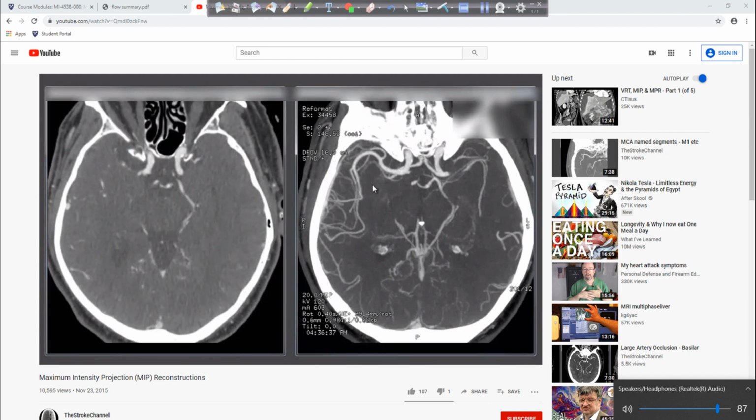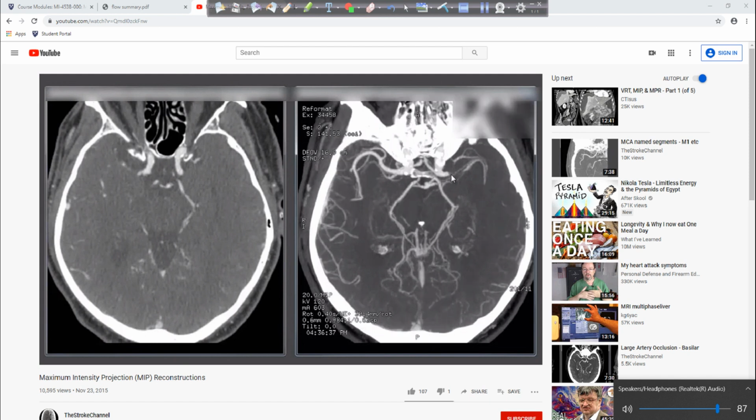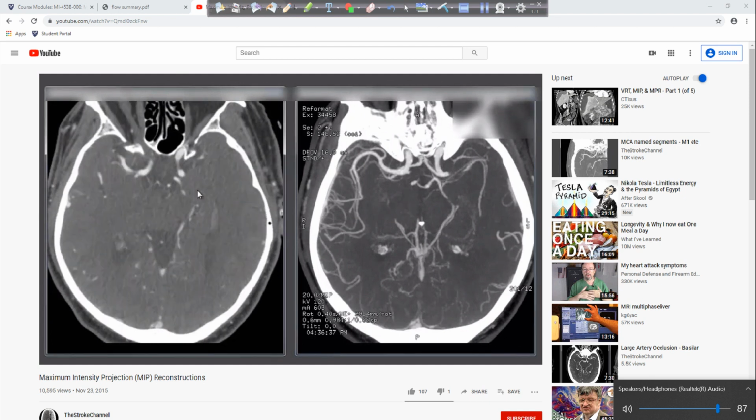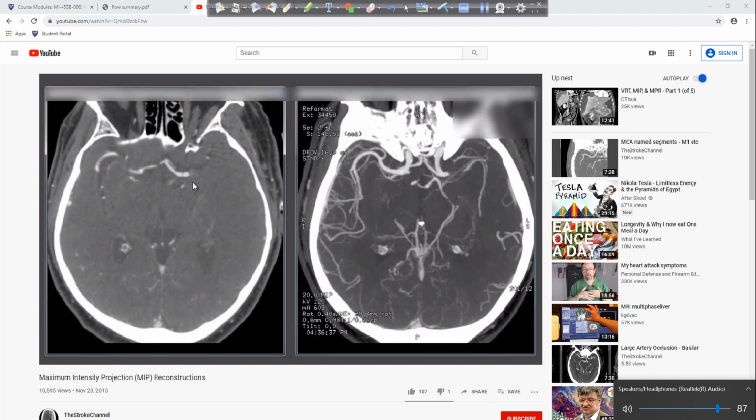And yet on thick-slab reconstruction here in the axial plane of the same patient, we see much of the extent of the middle cerebral artery, and it's very easy to see this large artery occlusion on the left side, which of course you can see on the source images, and you need to confirm on the source images. Using thick-slab reconstructions makes it that much easier to see it on the first pass evaluation. So that's one of the major uses.